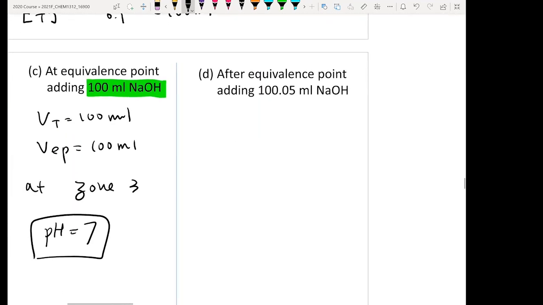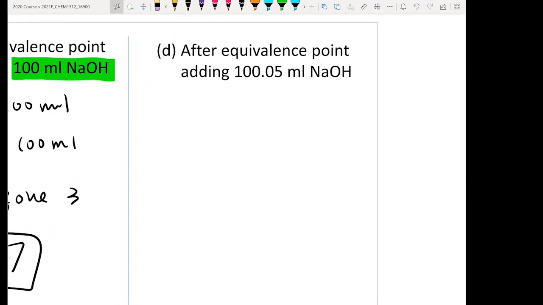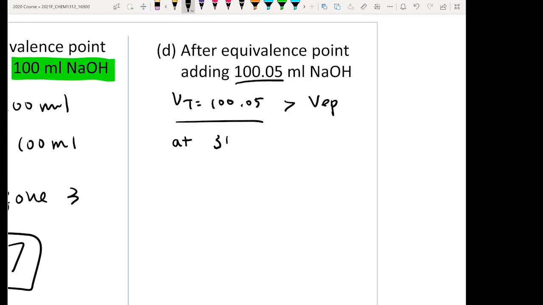The very last one is if today I add in 100.5 ml of sodium hydroxide. Right now you know your V titration is 100.5, which is larger than your VEP, right? Your VEP is 100. So therefore you know right now you have a solution that has already passed your equivalence point, right? So we know you are at zone 4.